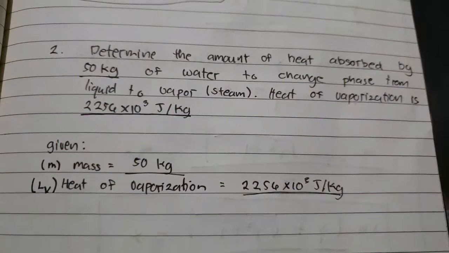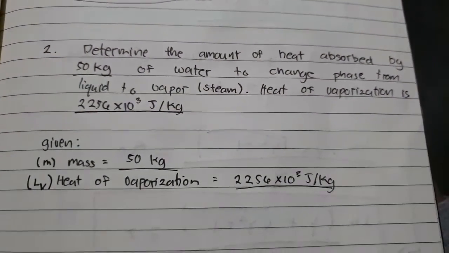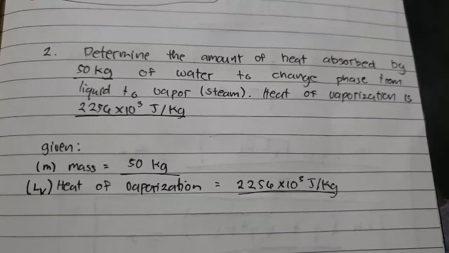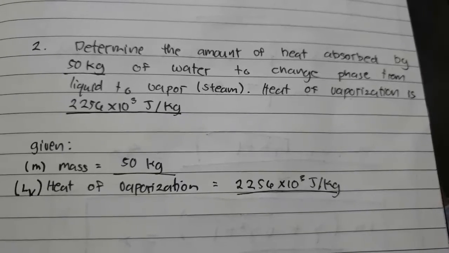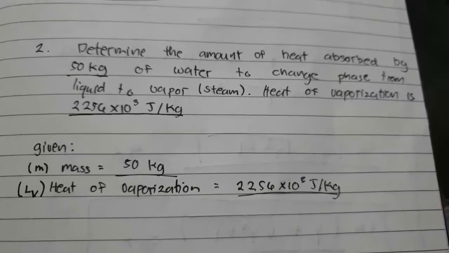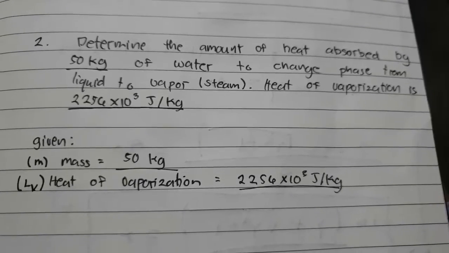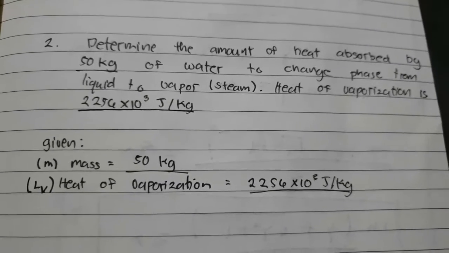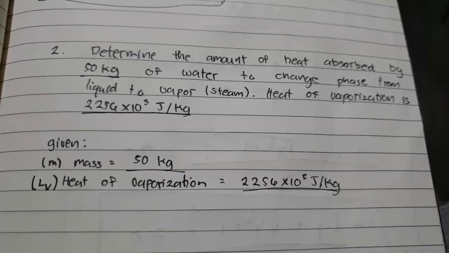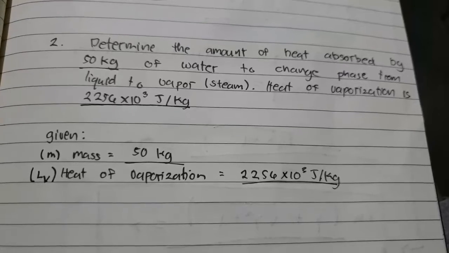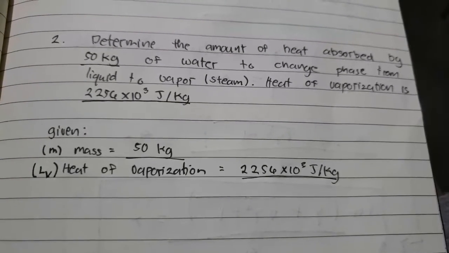Good day guys, today I'm going to teach you how to solve for the enthalpy. We have here an enthalpy problem. First, you must determine the amount of heat absorbed by 50 kg of water to change phase from liquid to vapor. The heat of vaporization constant is 2256 times 10 raised to 3 joule per kilogram. And we also have a constant mass, which is given as 50 kg.